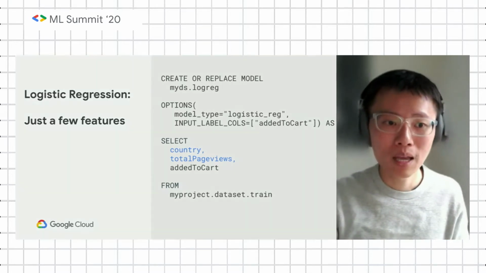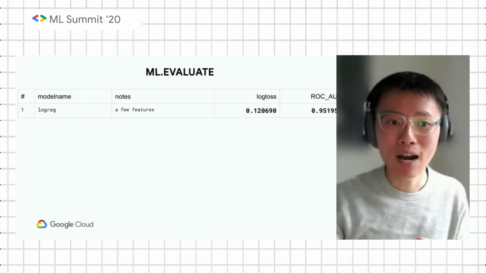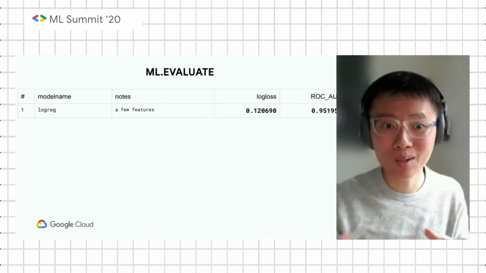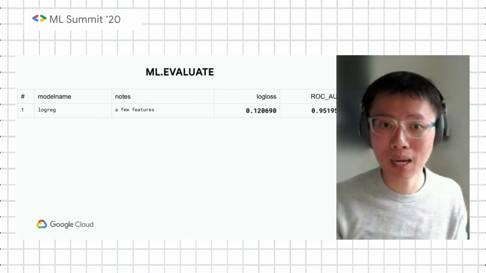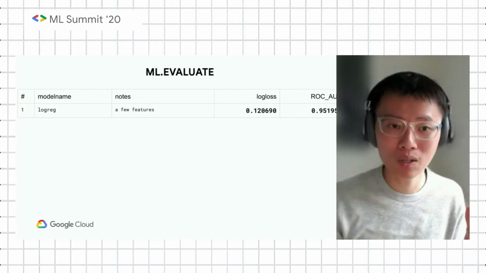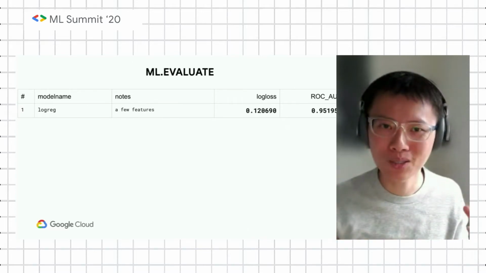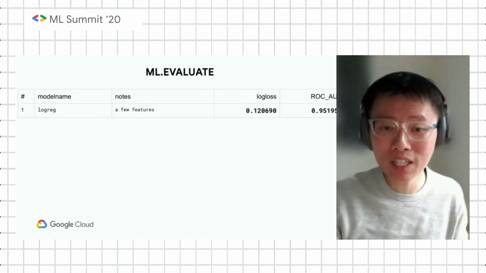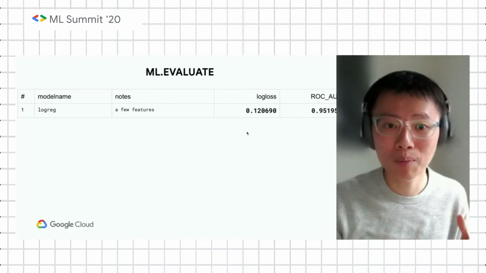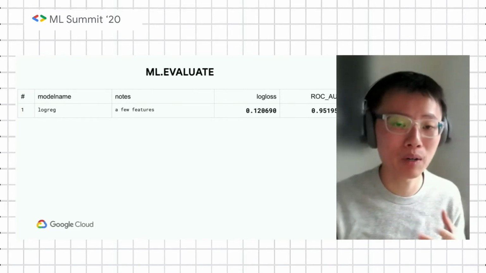Okay, so based off of this model, now I'm going to show you the results that I get. So I'm essentially saving some time for you by just simply showing the results, so you don't have to wait for these models to finish running. So in this particular case, the log loss is 0.12 and the ROC-AUC is 0.95.